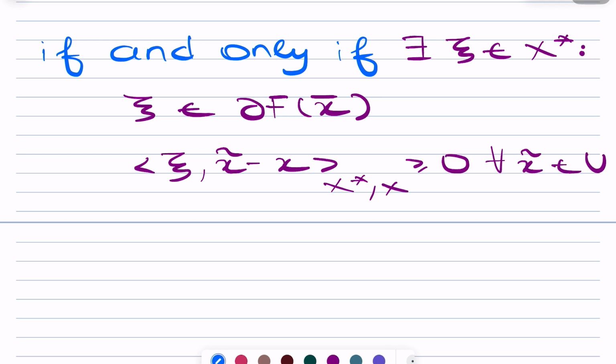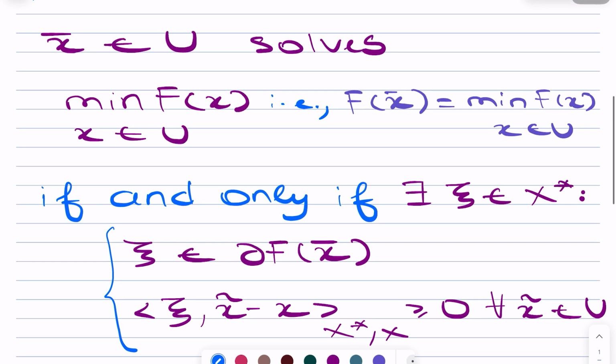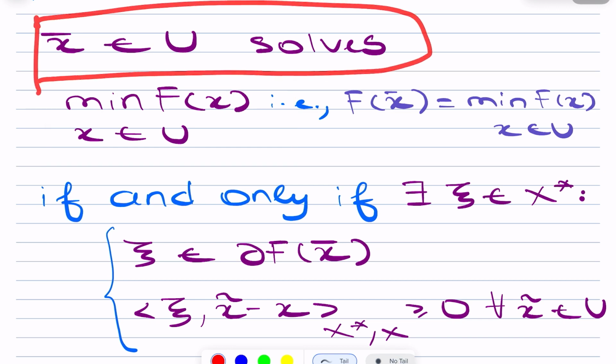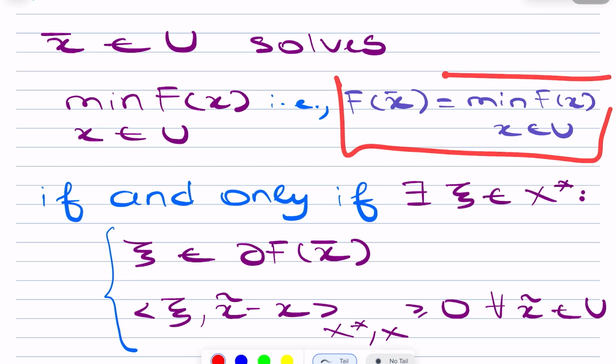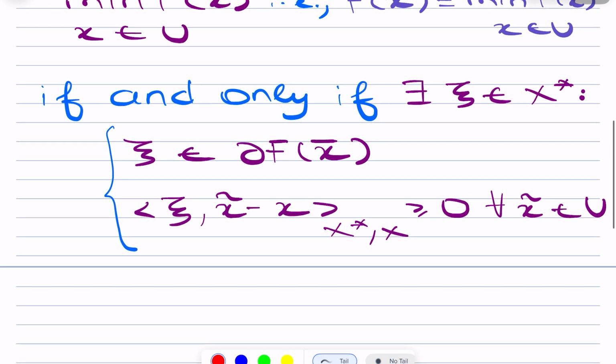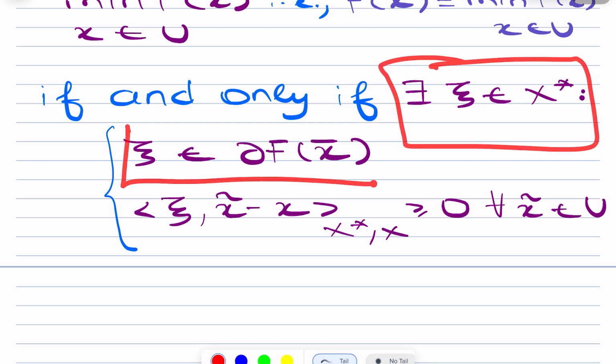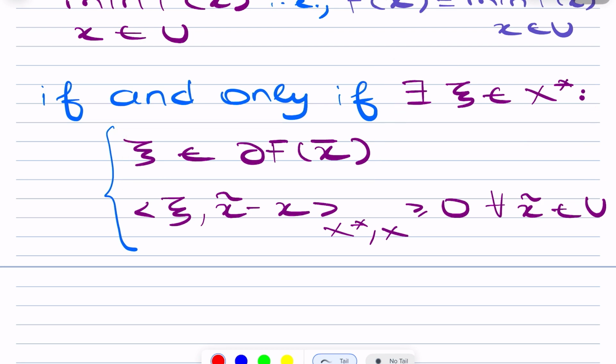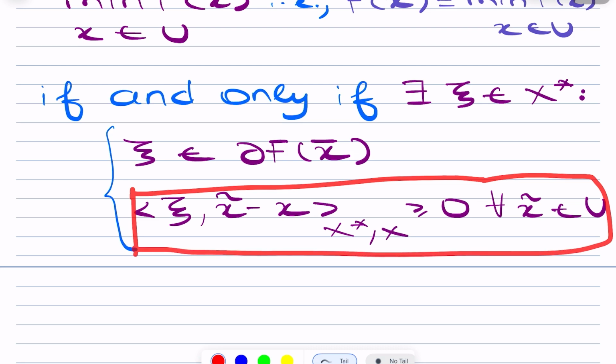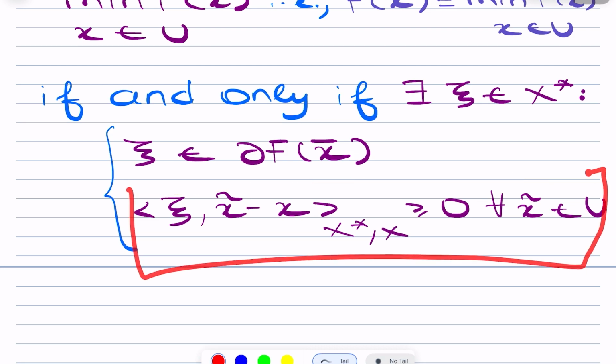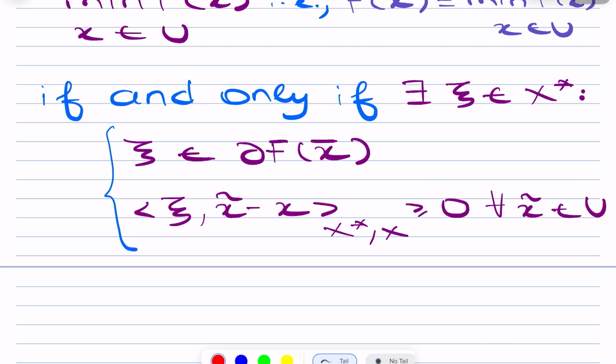Just as a quick recap: if you want to solve this problem, then the point x bar is a minimizer of this functional F if and only if you can find a linear bounded operator 𝛏 in the dual space such that 𝛏 is in the convex subdifferential of the function F at x bar, and this inequality holds. If you pay attention, you will see that this is another way of saying that minus 𝛏 is in the normal cone. Okay, so let's go into the proof.